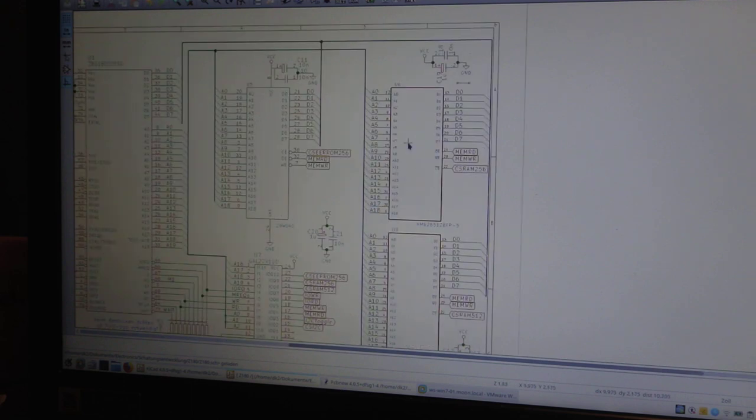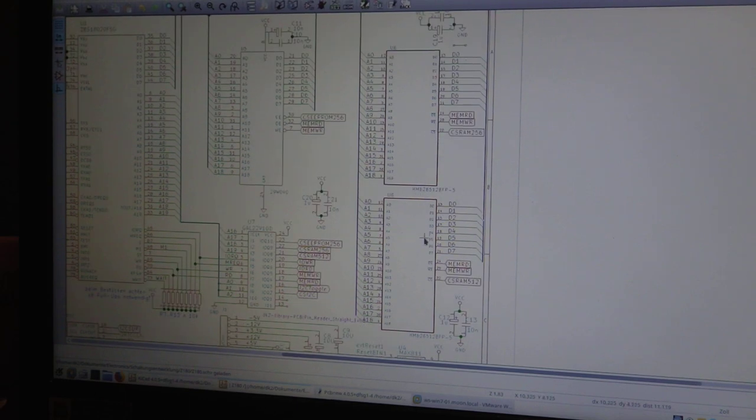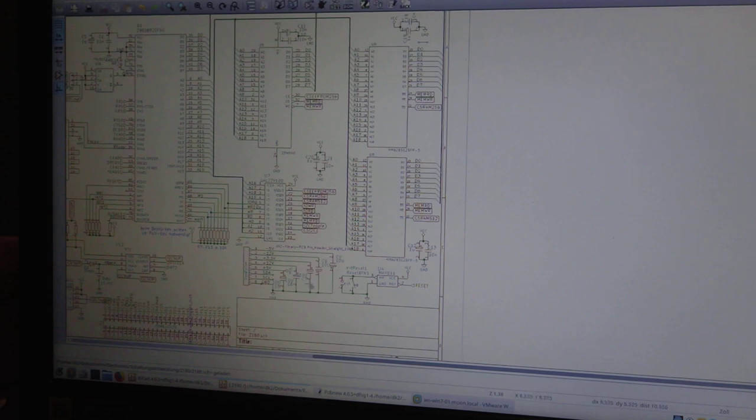And I have two RAM ICs, each 512K. The first one is sharing the lower capacity with the EEPROM, so it's not usable actually. The address logic here will always select the EEPROM whenever the address is lower than 256K. Everything above 256K, the remaining 768K, is used as RAM.